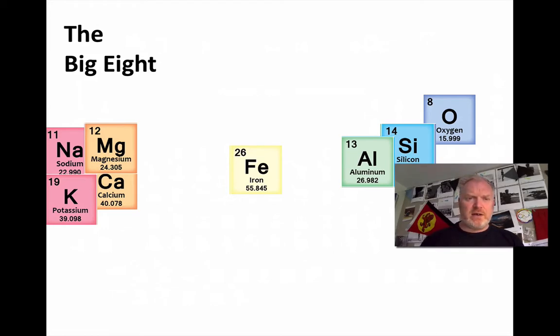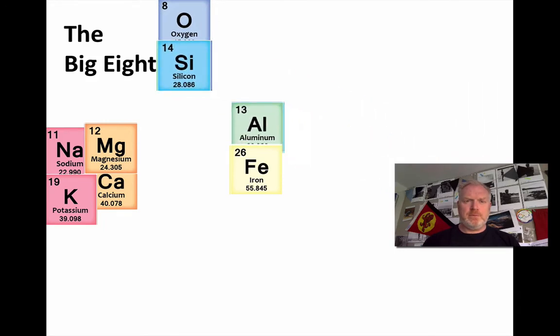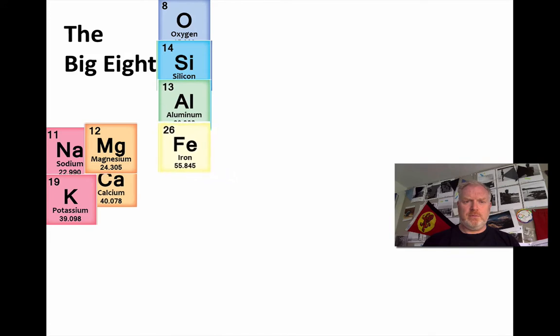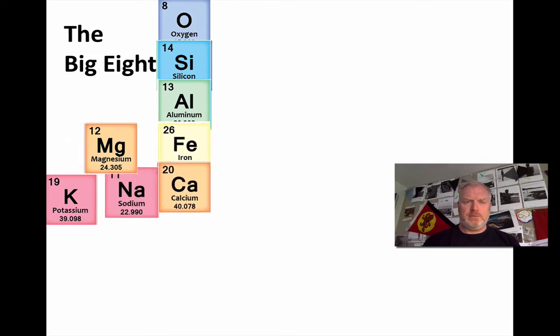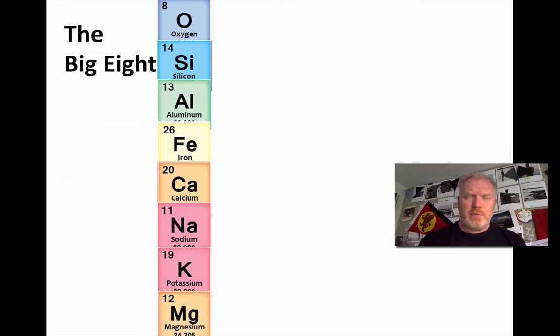Let's just sort these out for us. Okay, so I've put those elements now into order, and that order is of their abundance within the crust. I'm just going to focus on the crust for this exercise. We'll worry about the deep earth another time. But in the crust, these 8 elements are the most common.